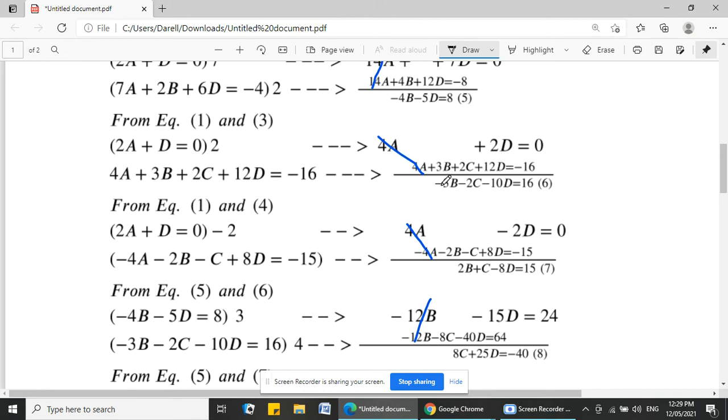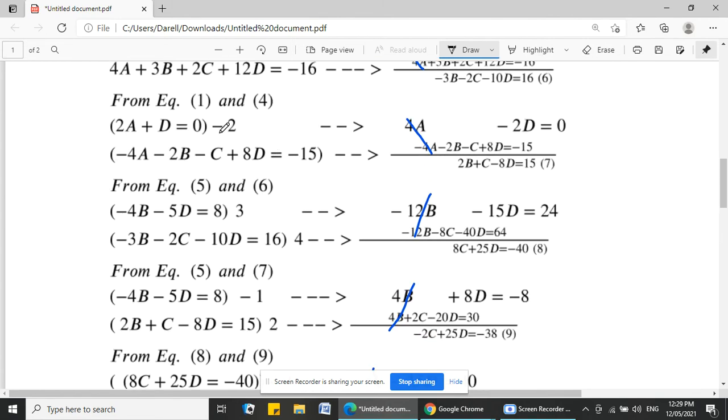So, ang mabilin is negative 3b minus 2c minus 10d is equals to 16. Mao siya ang equation 6. Now, from equation 1 and 4, we get 2a plus d is equals to 0. Negative 4a minus 2b minus c plus 8d is equals to negative 15.